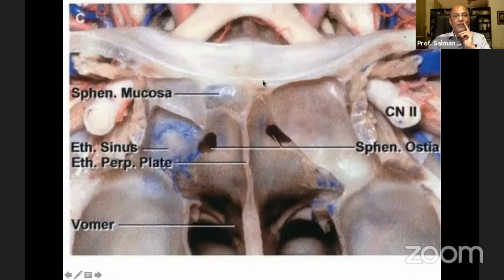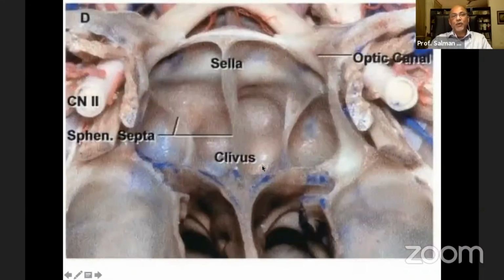Now once we have gone in anteriorly and we have the ethmoidal perpendicular plate in front and the vomer down here, we can see the sphenoid ostium on both sides. So we are approaching it anteriorly. The sphenoid mucosa is seen as well. You can see the optics above. Once we have taken all that bone away, we see the clivus, the clival part of the carotid hump here, and we can clearly see the optics anteriorly and the sella itself. This is exactly what you need to know when we are doing simple pituitary surgeries.